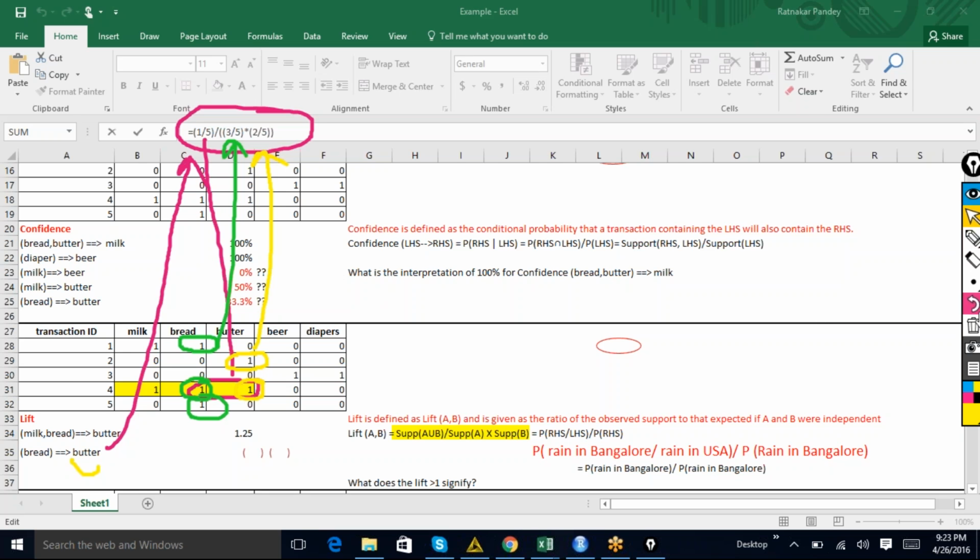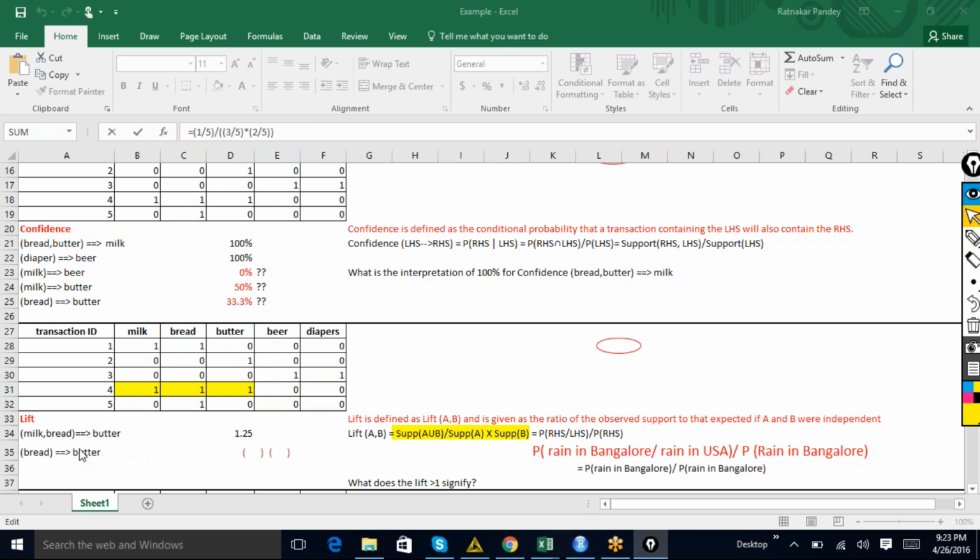Okay, so now let me clear up and then highlight the answer. The answer is 0.83, as Vijay correctly pointed out. So that is 1 by 5 divided by 3 by 5 times 2 by 5. That gives me 0.83.